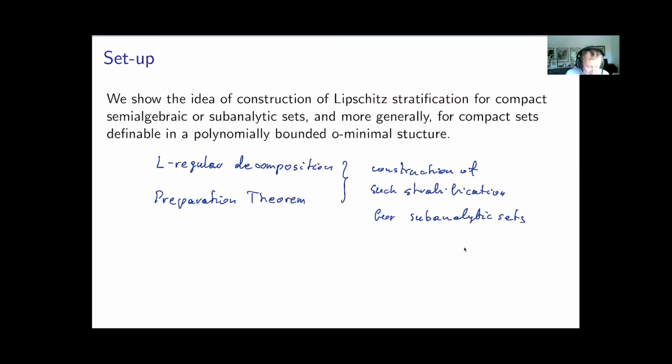So first, I recall briefly what is L-regular decomposition, because this is a meeting on Lipschitz geometry. So I believe it's not necessary to introduce the subject or even Lipschitz stratification. Maybe at the end, I will say a little bit about it. Actually, those two results can be used to study metric structures of singularities independently of Lipschitz stratification.